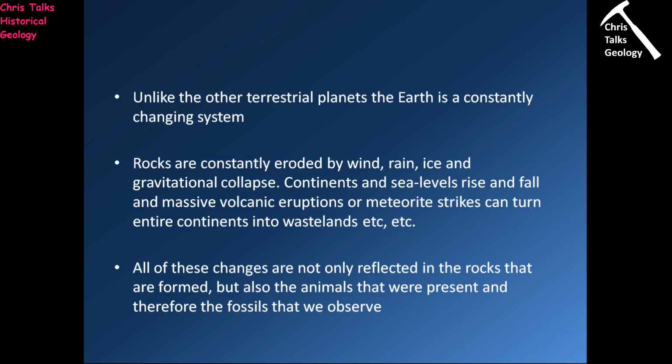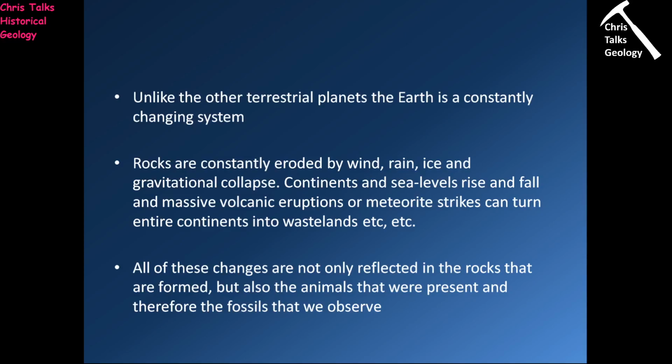Unlike the other terrestrial planets, the Earth is a constantly changing system. Mercury, Venus and Mars are, from a geologic point of view, pretty inactive, especially Mercury. The rocks on the surface of the Earth are constantly being eroded by wind and rain and ice and gravitational collapse, so the surface of the Earth is constantly being reshaped.